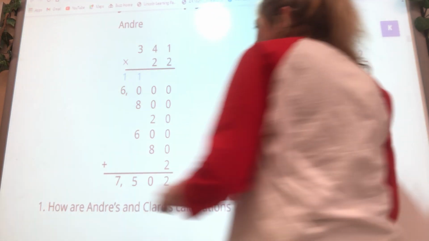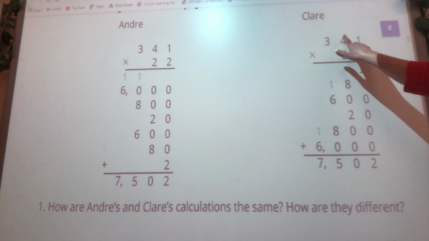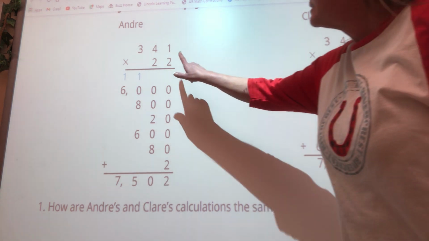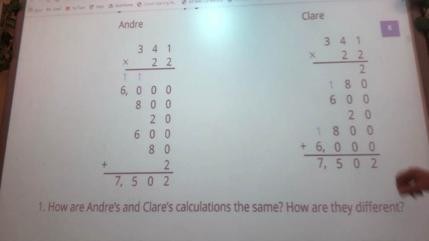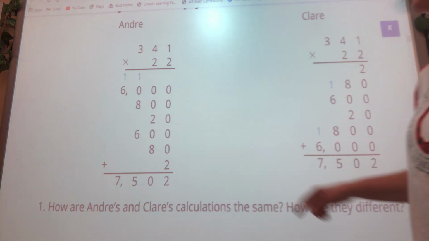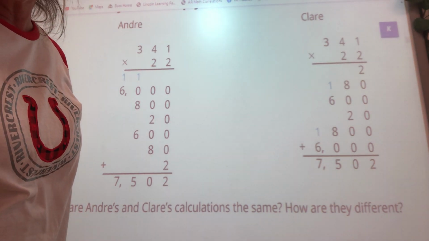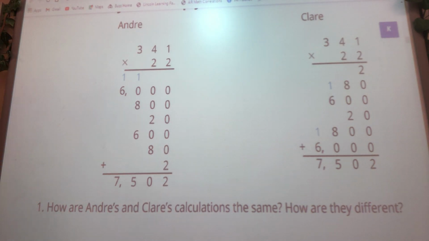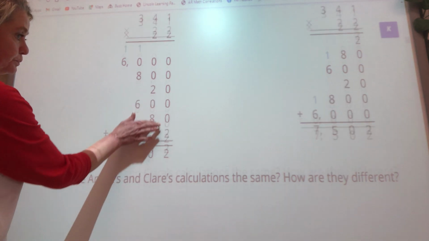Okay? So if we work down that, we see that they both multiplied each digit times the place value of each digit on top. Andre just started with this 2 and worked across. Claire started with this 2. So it doesn't matter which way that you go. You're still going to get the same answer. You're still going to get the same product.